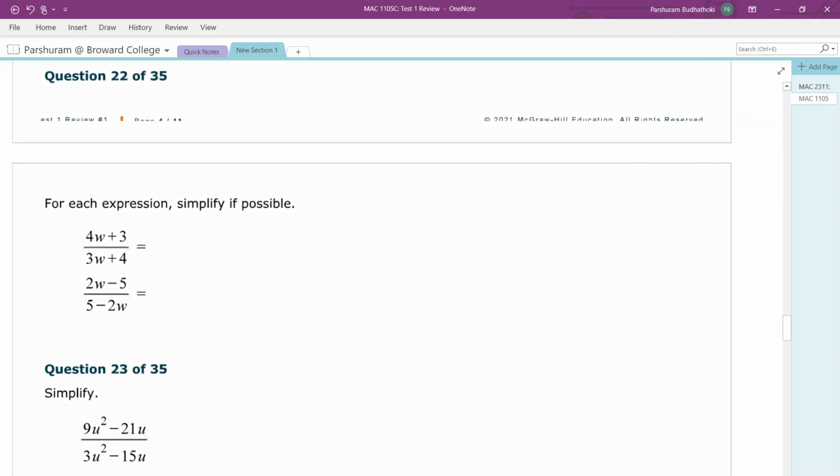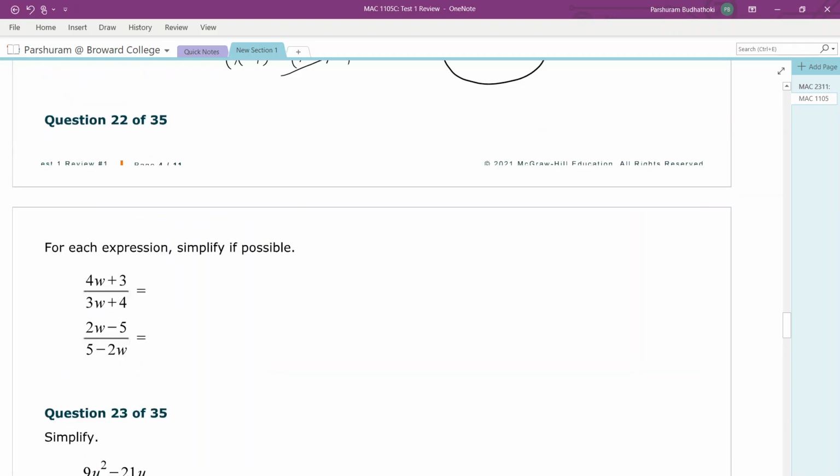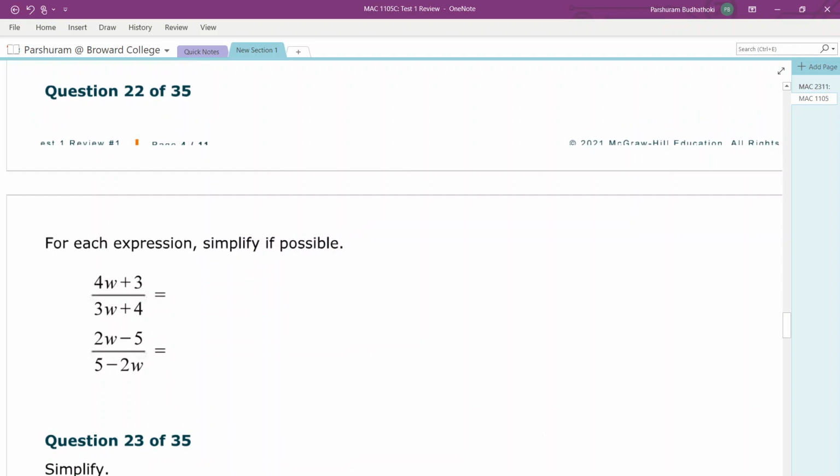We are going to simplify this rational expression for problem 22. So on the top part, there is no GCF, so 4w plus 3 is the prime factor. On the bottom part, there is a 3w plus 4. So we don't see any common factor, so this is the most simplified form.